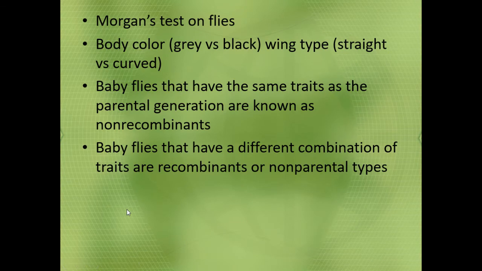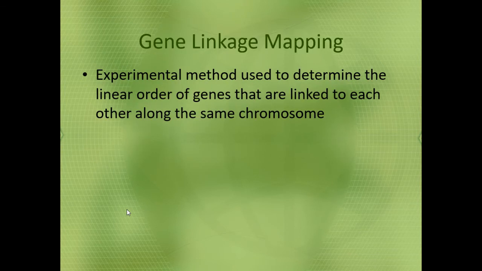So Morgan's test on flies, body color was gray versus black, wing type was straight versus curved. Baby flies that have the same traits as the parental generations are known as non-recombinant. Baby flies that have a different combination of traits are recombinants, or they are non-parental types. So they're the hybrids. They're a mixture of both the mom and the dad fly versus being all mom or all dad.